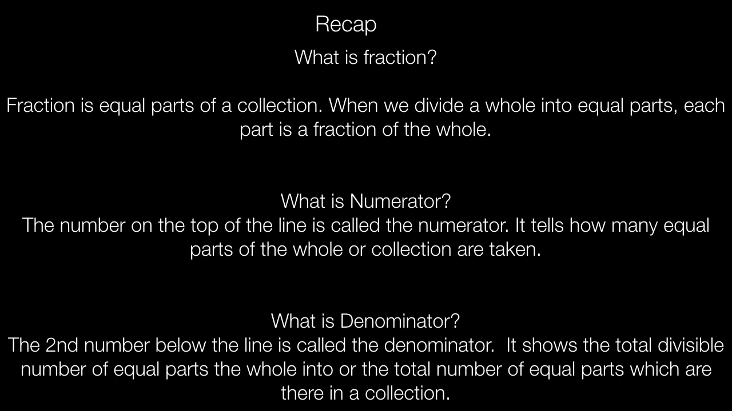Denominator, on the other hand, is the number below the line. It shows the total number of equal parts of the whole, or the total number of equal parts which are there in the collection.